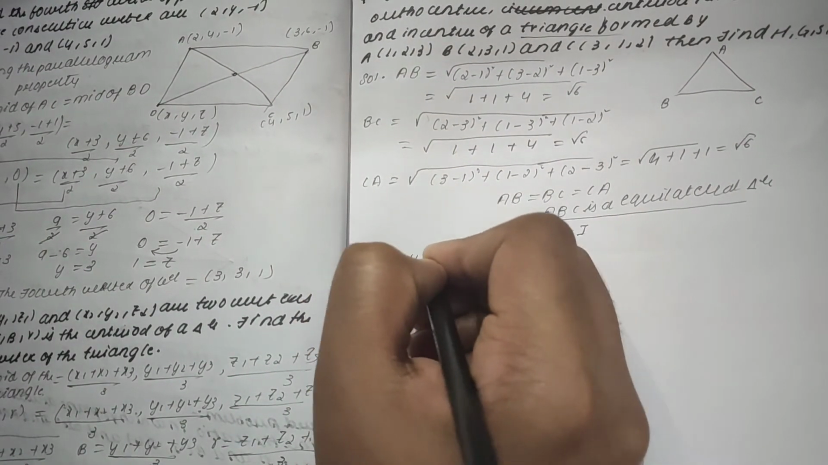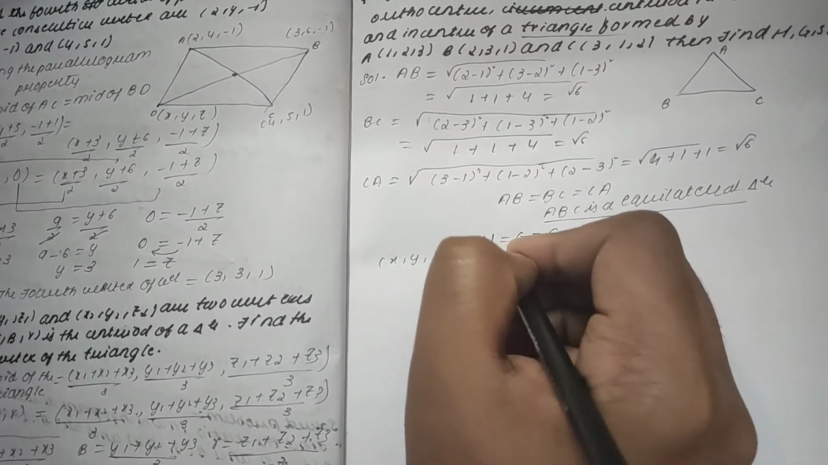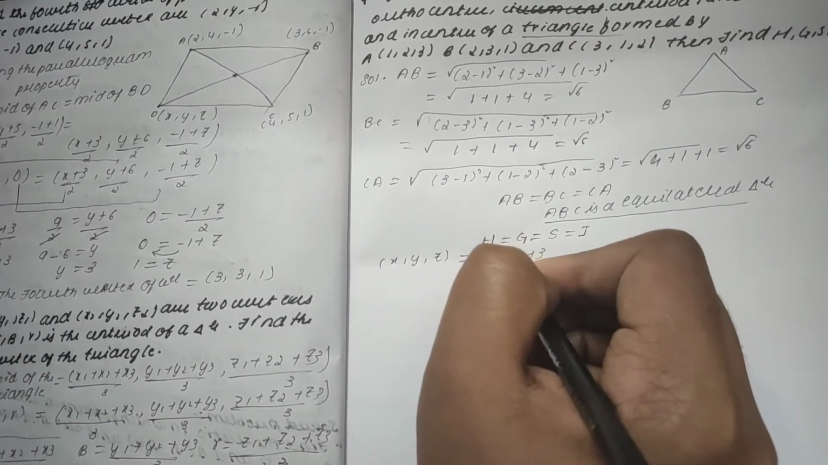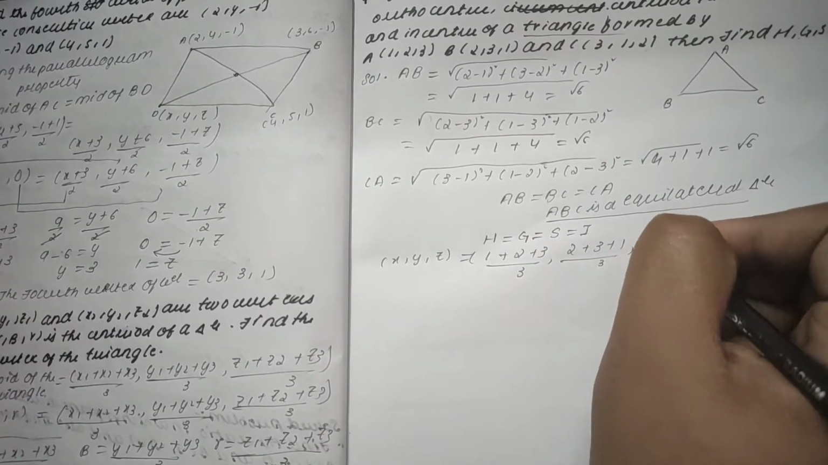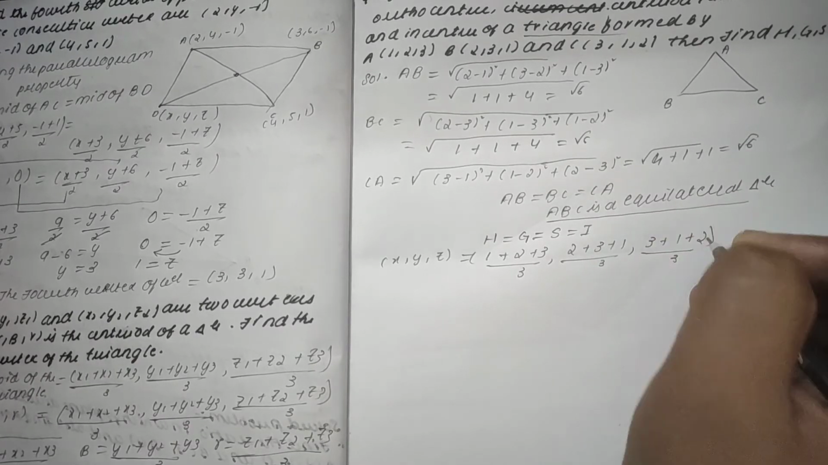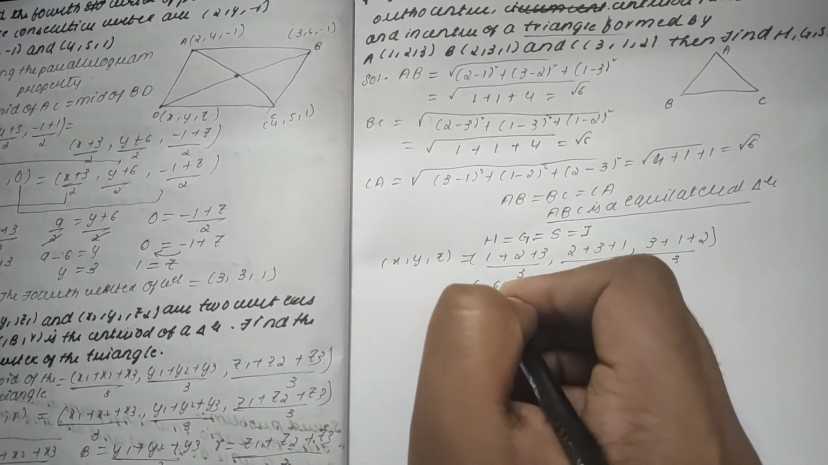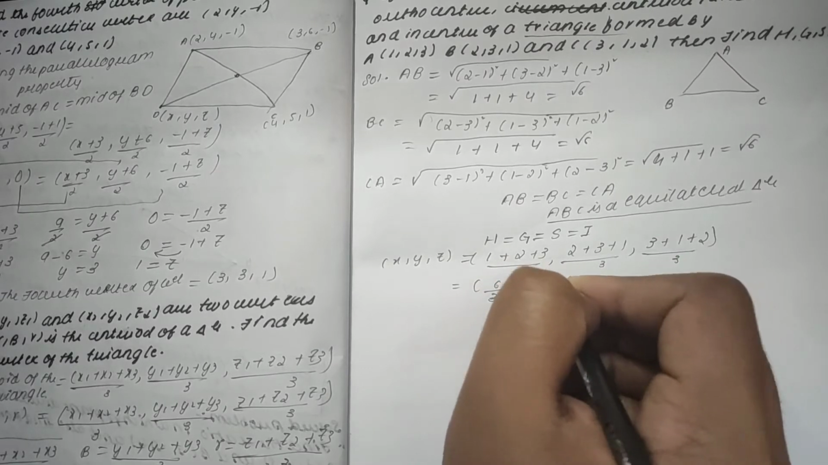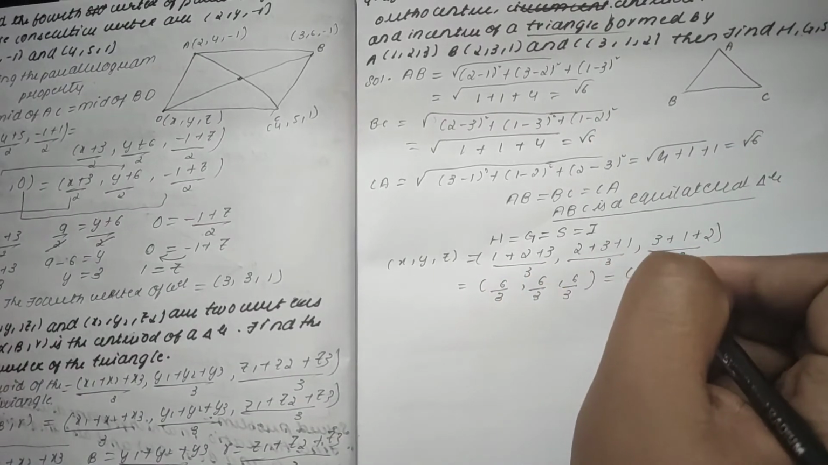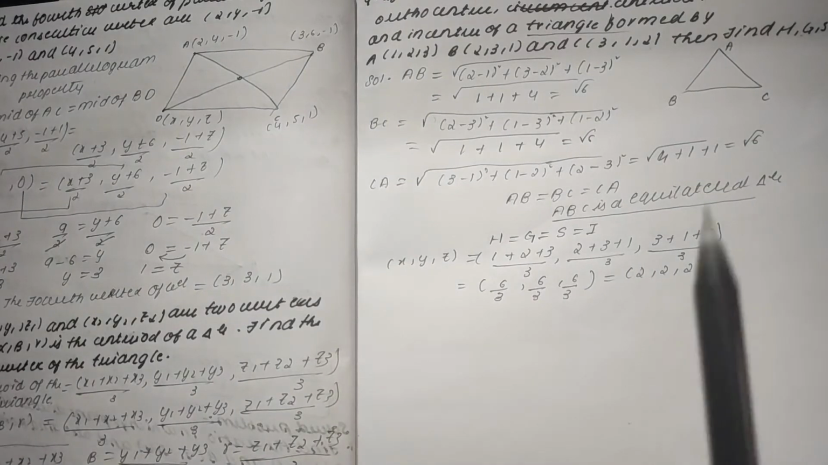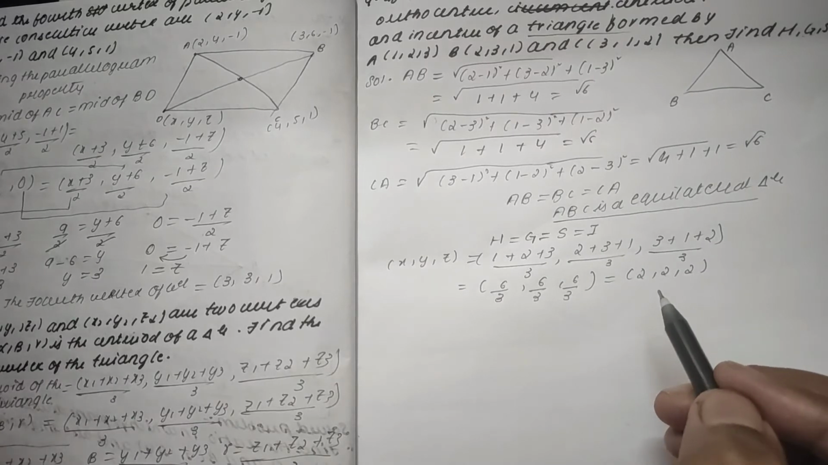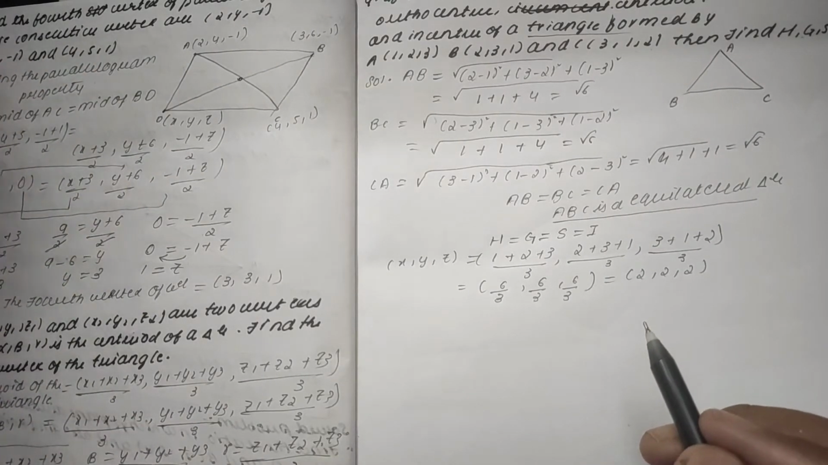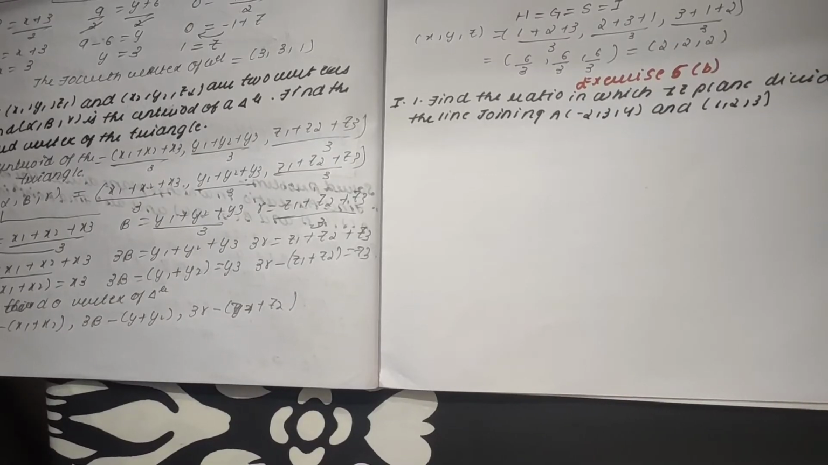Centroid of the triangle (x, y, z) is equal to (1 plus 2 plus 3) by 3, (2 plus 3 plus 1) by 3, (3 plus 1 plus 2) by 3, which is 6 by 3, 6 by 3, 6 by 3, which is 2, 2, 2. So the value of H, G, S and I is 2, 2, 2. Thus proved. I hope you have understood the previous sum.